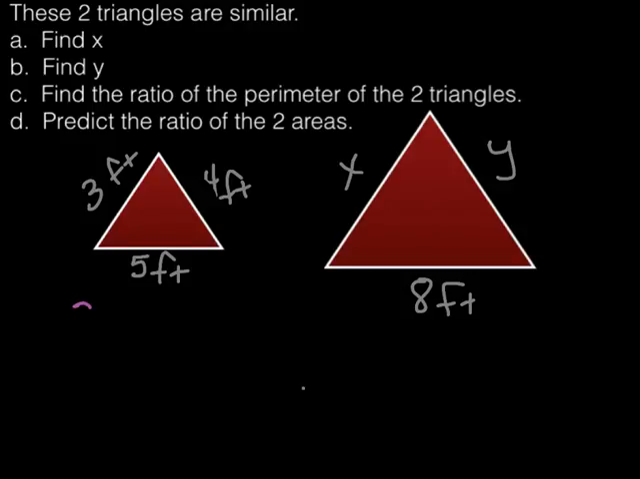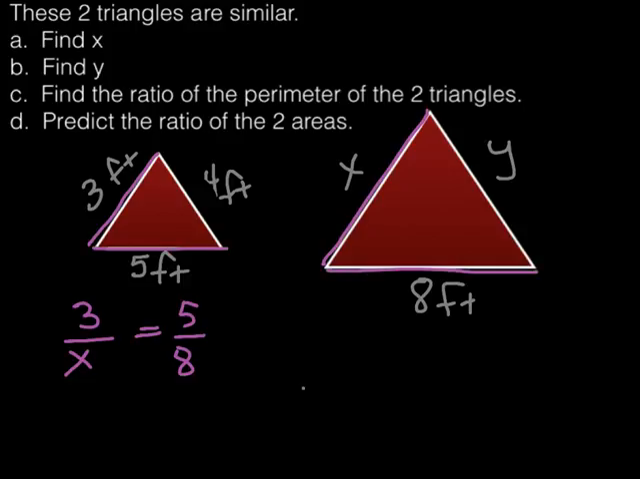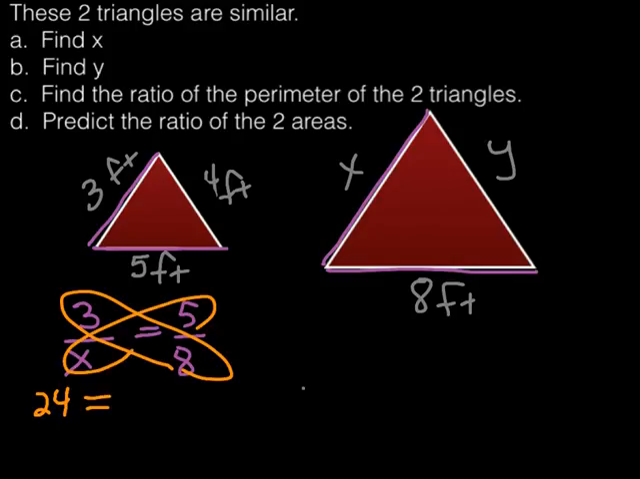I can say that 3 over x is the same as 5 over 8. And 3 and x are corresponding sides, so are 5 and 8. So that's why I chose to use those two sides. So to solve it, I'm going to multiply 3 times 8, and 3 times 8 is 24. Multiply 5 times x, and I get 5x.